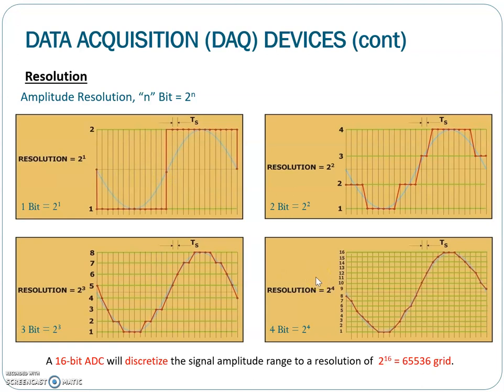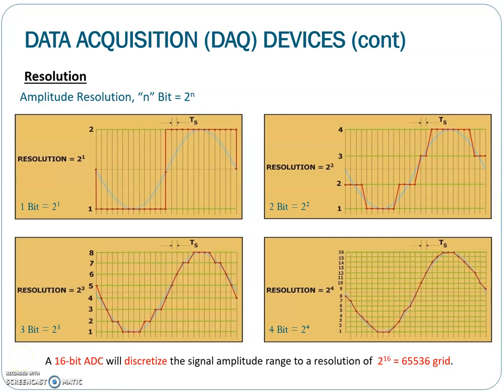So when we have higher amplitude resolutions, for example 4 bits, it will discretize into 2 to the power of 4, or equivalent to 16 grids. In this case, the sine wave has better amplitude resolution to be discretized into a closer sine wave. A 16-bit ADC will discretize the signal amplitude range to a resolution of 2 to the power of 16, or equivalent to 65,536 grids. Currently, in the market, we can find 24 or 32 bits, which give a very good discretization of vibration amplitude in the digital form.